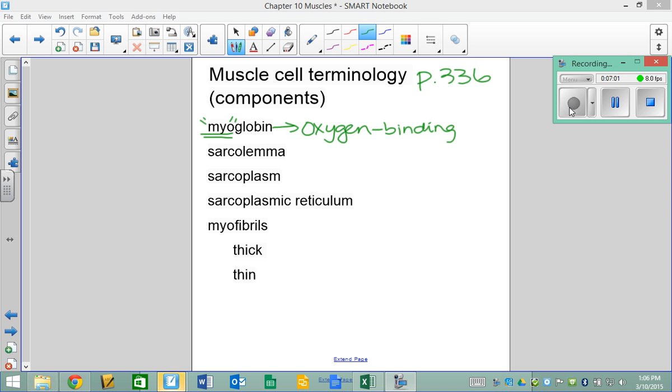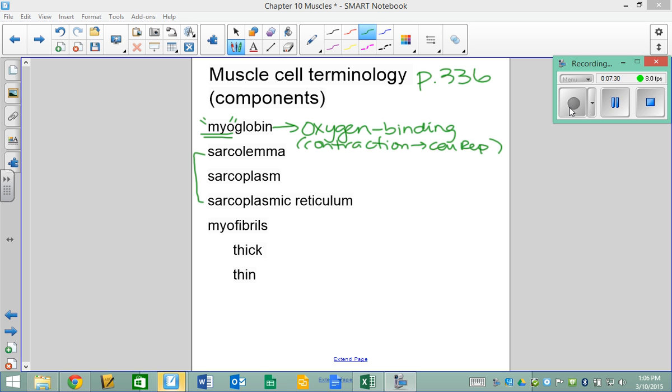And we need oxygen for muscle contraction because we need to do cell respiration if we're going to have muscle contraction. So in this unit, I will refer to cell respiration a number of times. I'm not going to ask you in this particular chapter to repeat the Krebs cycle to me, but I want you to be aware of the fact that cell respiration is happening.